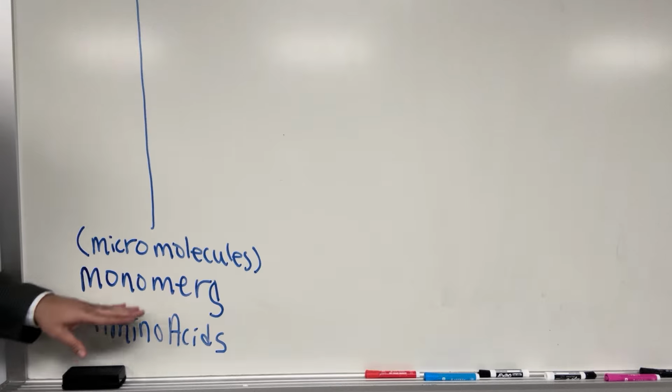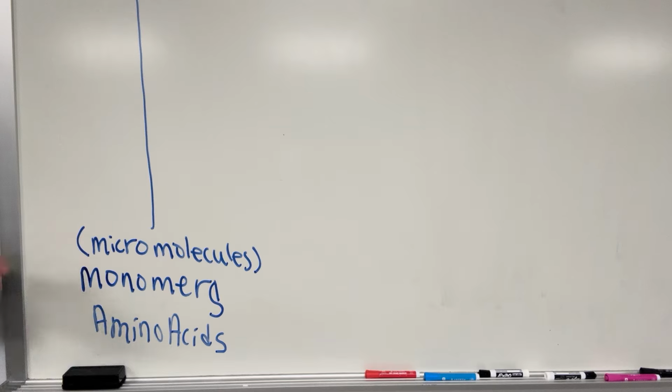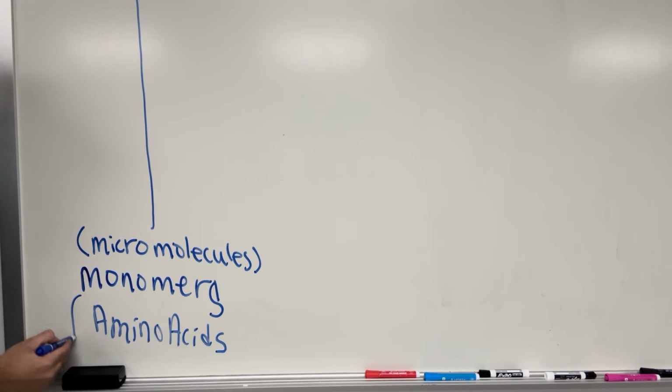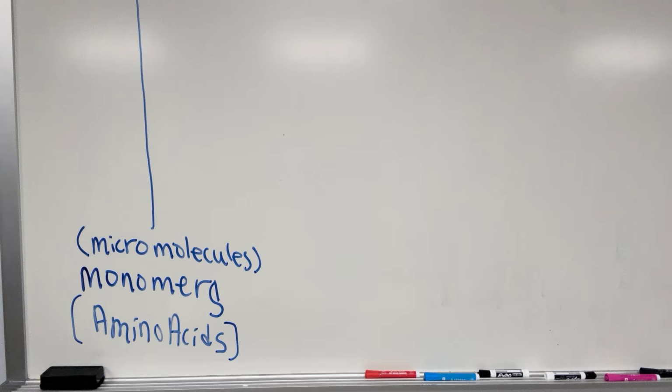So we have monomers, micromolecules. An example of that is amino acids. It's not always going to be like that. So next week, we're going to replace this with monosaccharides. We're going to replace it with glycerol and free fatty acids. Sometimes we're going to replace it with the nucleotides. But today, our choice is proteins. So now, amino acids are going to be built up into proteins.